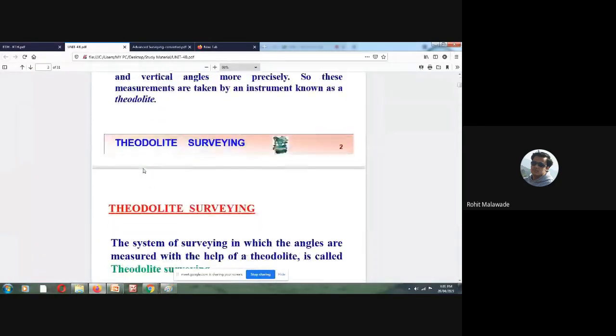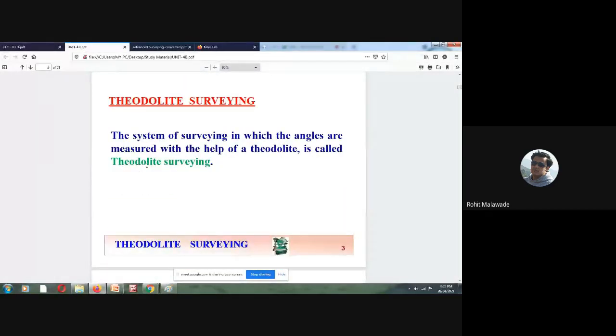Now, what is theodolite surveying? Whenever we carry out a survey by using the theodolite instrument, that particular surveying we call theodolite surveying. The system of surveying in which the angles are measured with the help of a theodolite is called theodolite surveying. Can I move ahead?